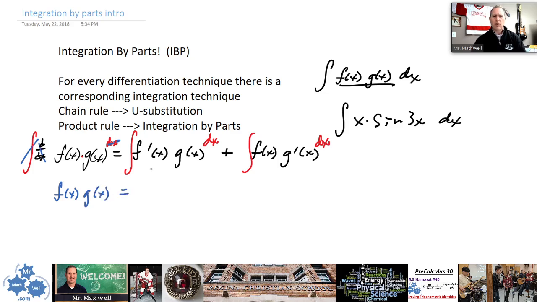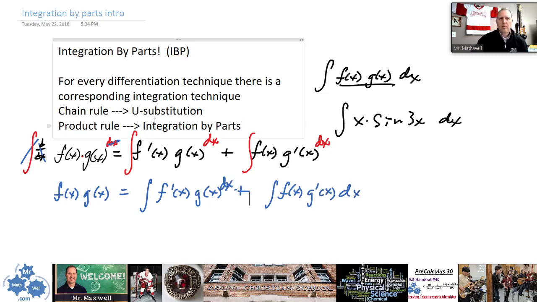Okay. But what about these here? Well, the point I'm trying to make is that a product of any two functions can be expressed as a sum of two integrals. And you might be saying, well, that's not even that exciting. Why did we just make things more complicated for ourselves? Well, we did that because remember what we're trying to do. We're trying to integrate, okay?